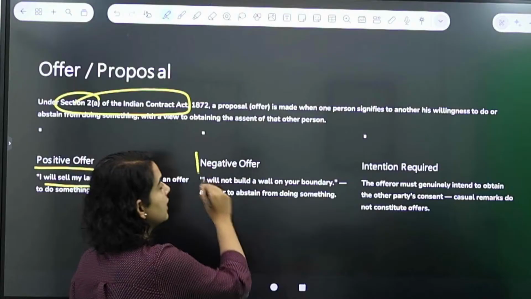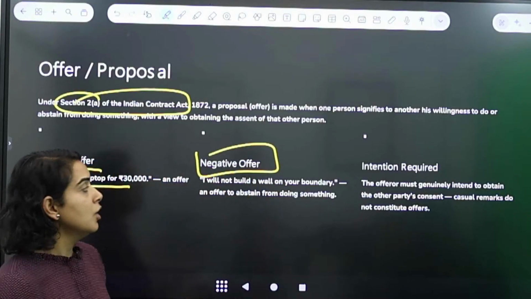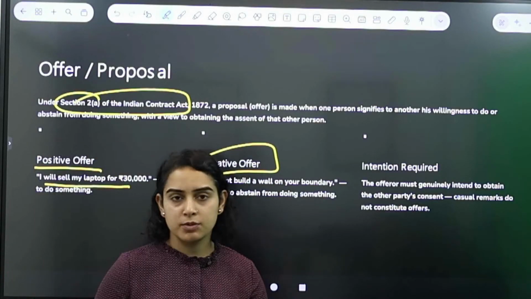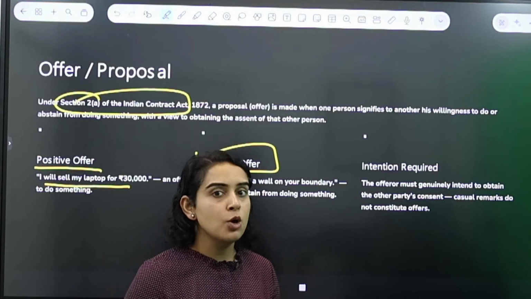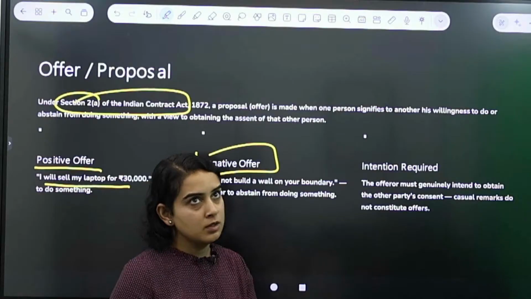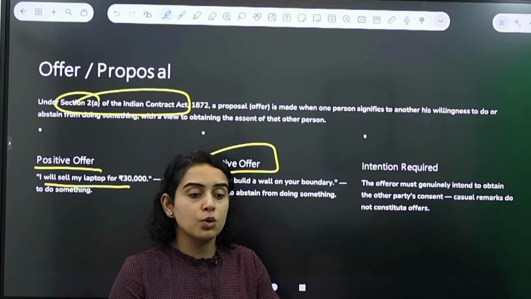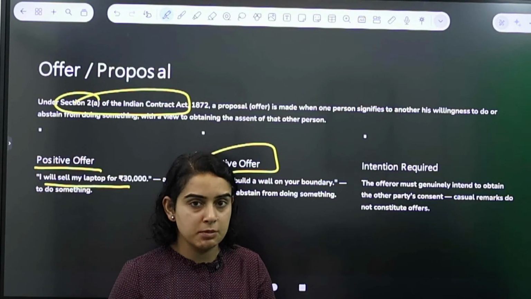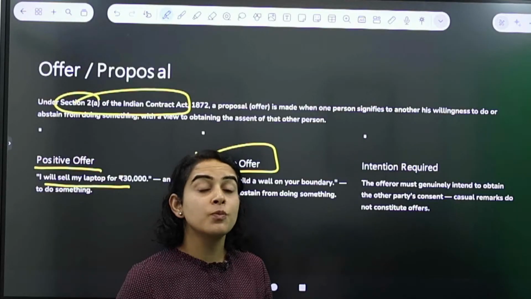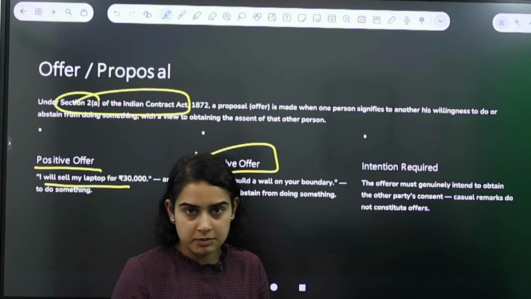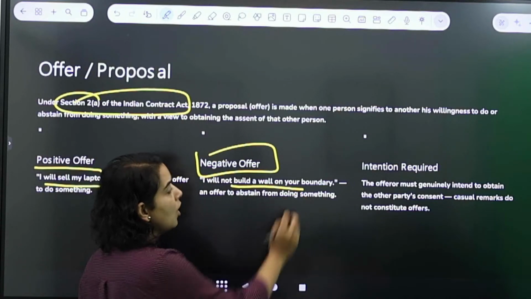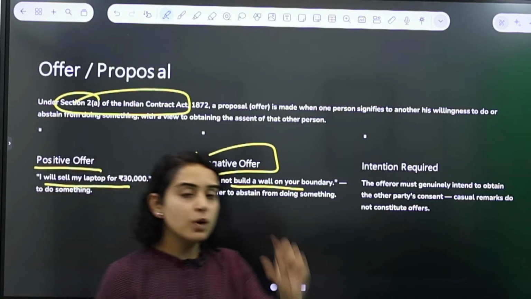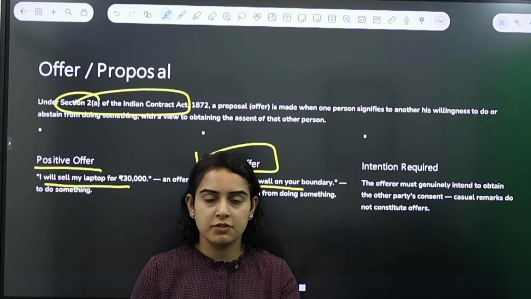Second is a negative offer. A negative offer is when you are abstaining from doing something. If you agree that, okay, I will not scroll Instagram reels before I sleep, this is you abstaining from doing something. Same way, if you say, okay, I will not build a wall on your boundary, the word not is going to make it a negative offer.